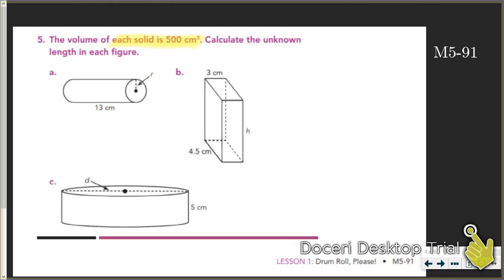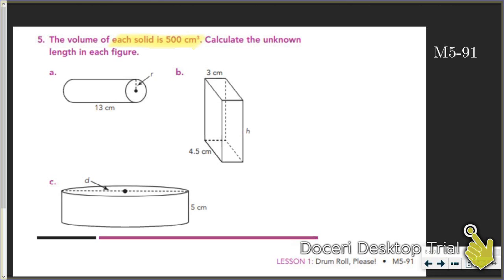So A is a cylinder. Even though it's on its side, it's still a cylinder. And it tells us that the height, because the long side connecting the two bases is 13, so that's the height. And the radius is just r. It's not given to us. So the radius is what we're going to find.